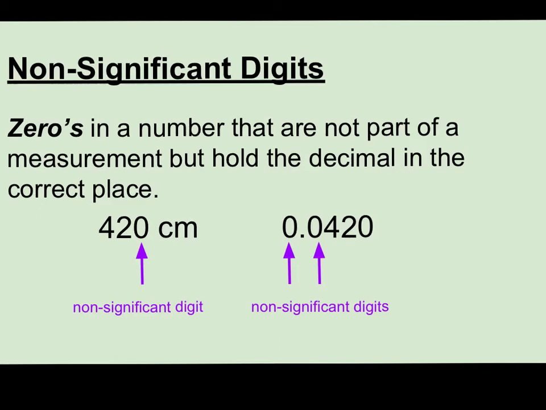Notice, too, that I can take both of these numbers, write them in scientific notation, and I no longer need the non-significant digits. So I can write 420 as 4.2 times 10 to the second power, and it still means 420 centimeters. Likewise, I can write 0.0420 as 4.20 times 10 to the negative second. And the meaning is still the same, even though I haven't included these non-significant zeros.